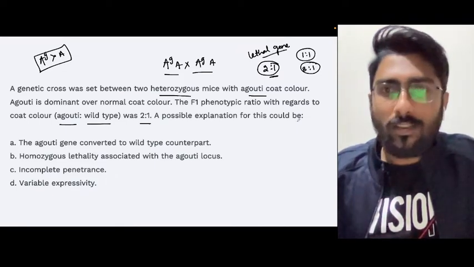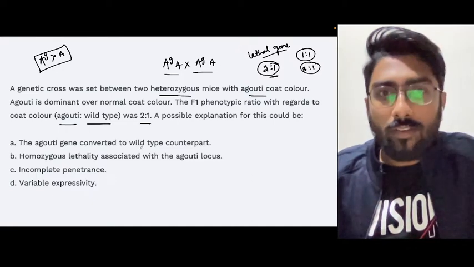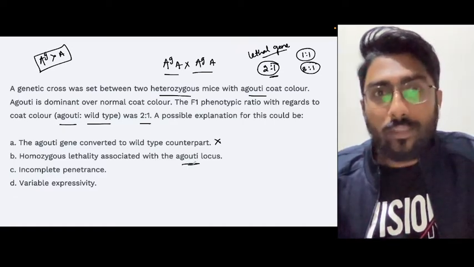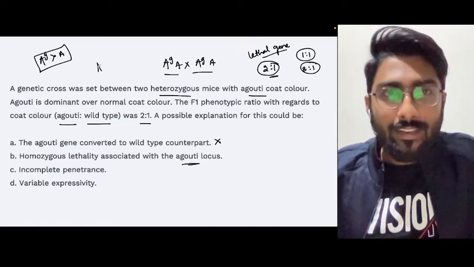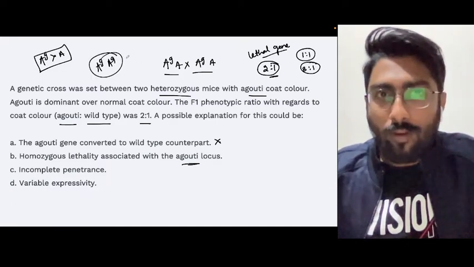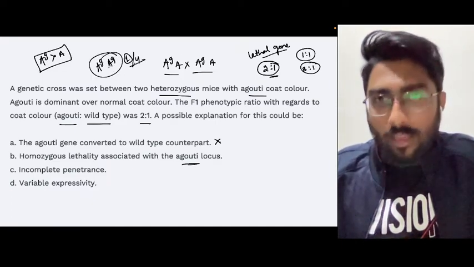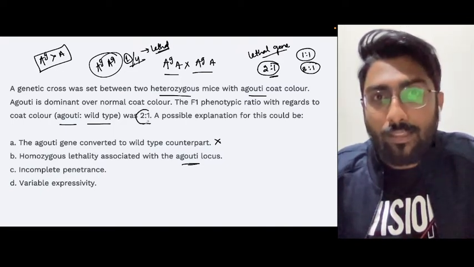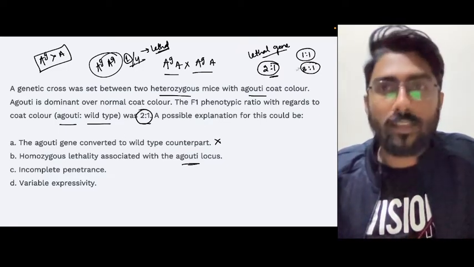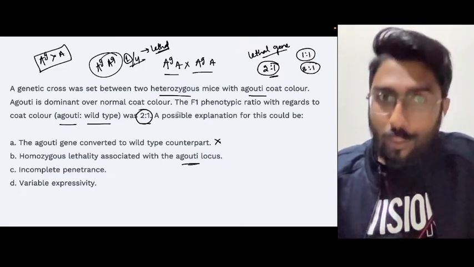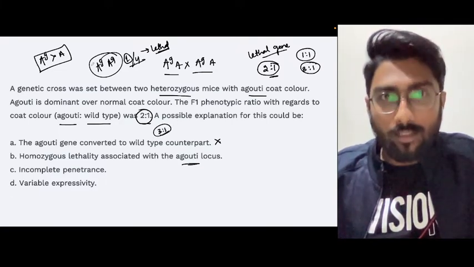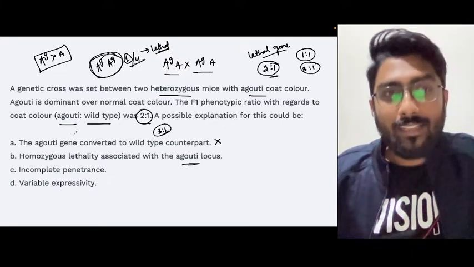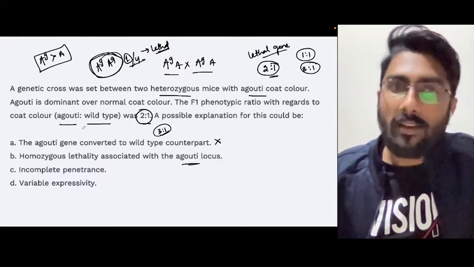A possible explanation for this could be that the agouti gene converted to its wild type counterpart. No. Homozygous lethality associated with the agouti locus. Yes, this is the answer, right? So when this occurs, 1 upon 4 progeny will show this phenotype. This is a lethal phenotype, isn't it? That's why there will be 3 progenies, which should have been 4 progenies. The ratio should be 3 is to 1, because this one will produce the agouti, but this is a lethal gene. The agouti gene is a lethal gene. That's why we will see this particular condition, 2 is to 1.